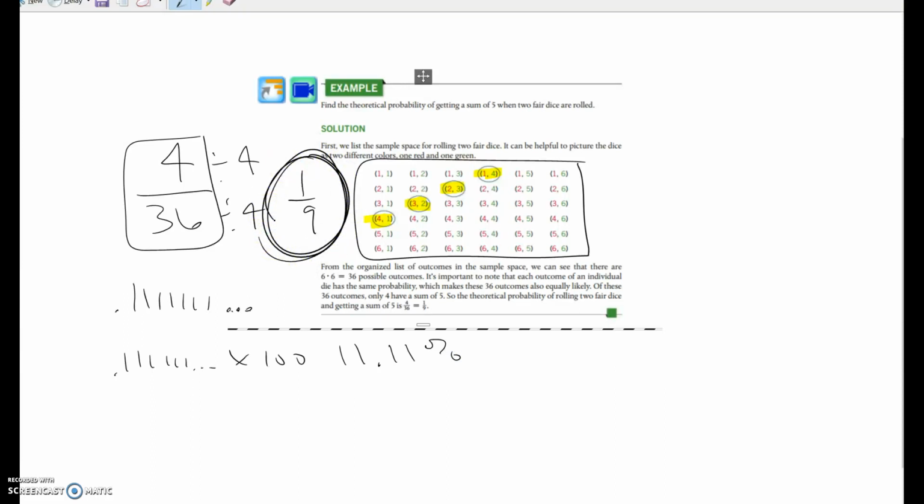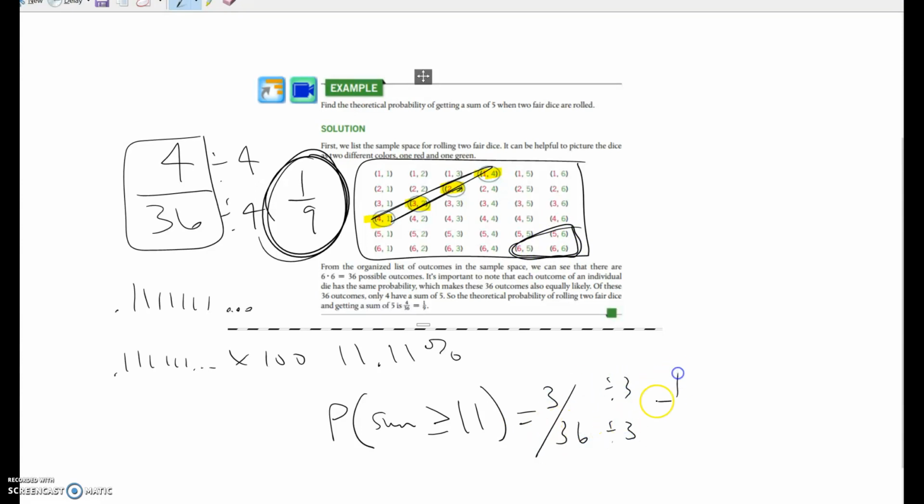The other thing is they could say, what's the probability that the sum is, say, greater than or equal to 11? And so if I look at my chart, greater than or equal to 11, that would be these guys. So there's 3 chances to have that happen out of 36. I could scale that down and simplify and get 1/12 in fraction form.